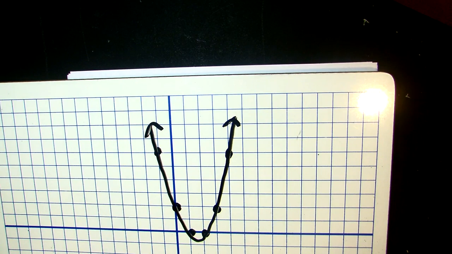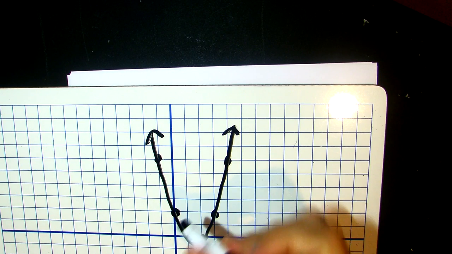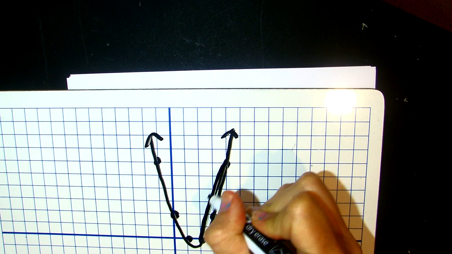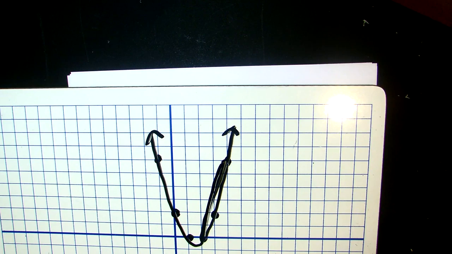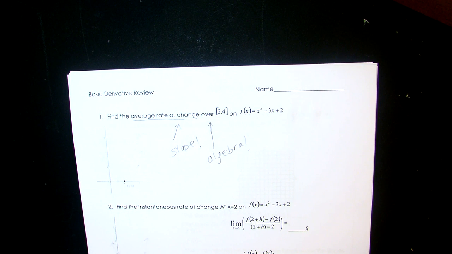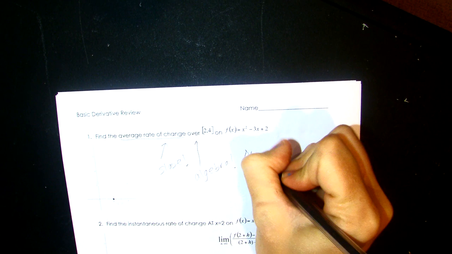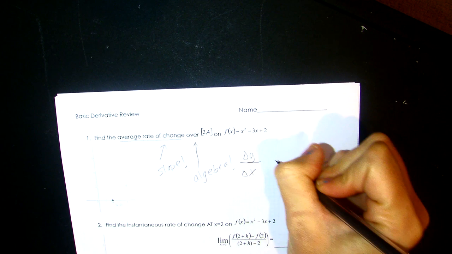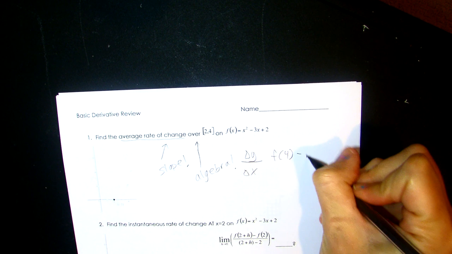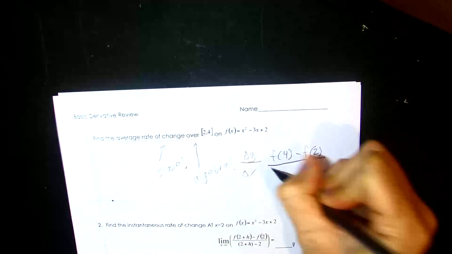And if you want to find the slope from 2 to 4, then you really want to find the slope of this line, which we call the secant line. And you're just going to use the same formula you've been using since algebra 1. You're going to go ahead and do the change in the y's over the change in the x's. When you do that, you would get f of 4 minus f of 2 over 4 minus 2.